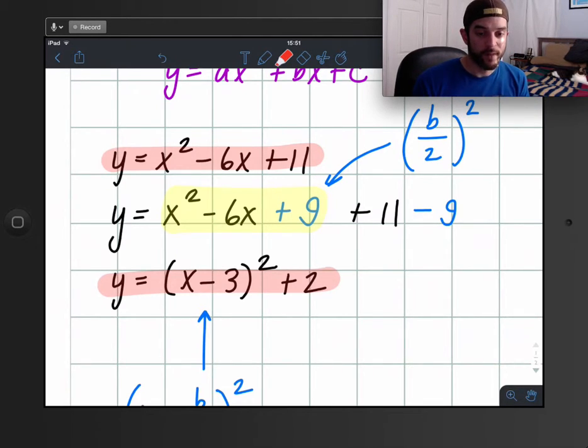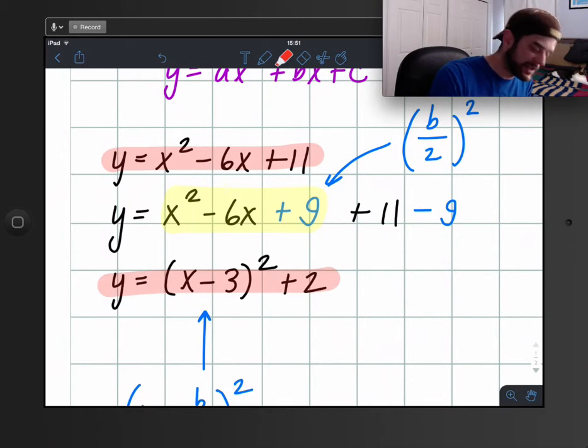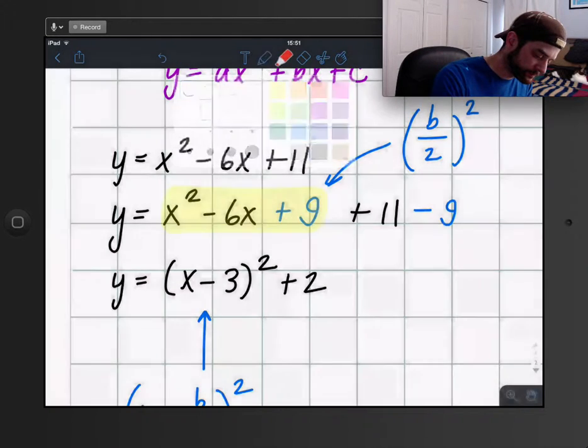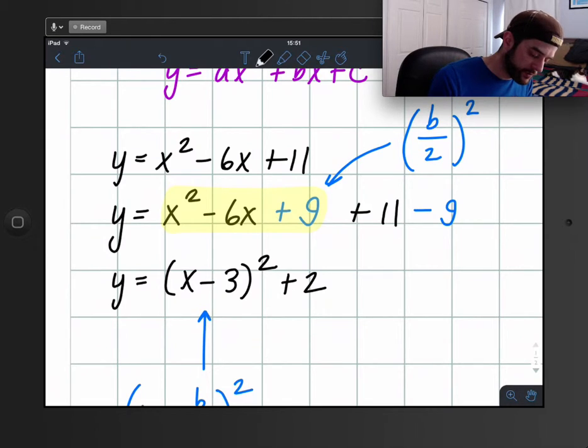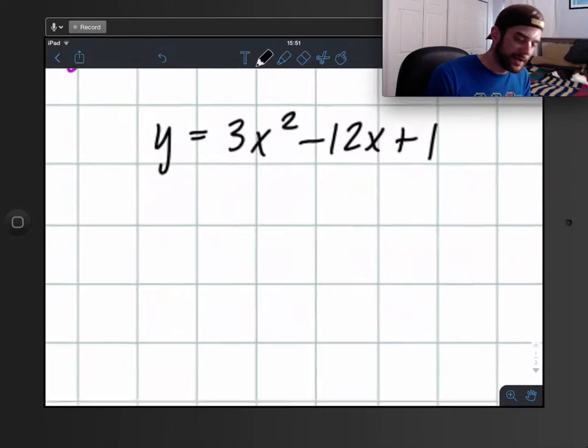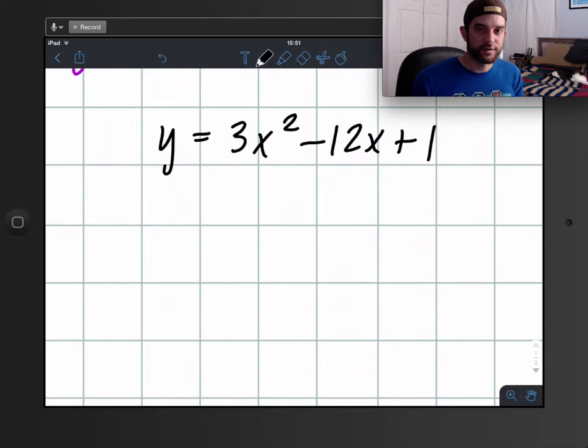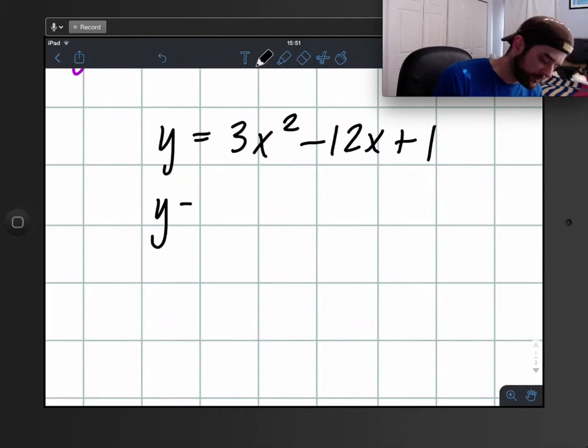And I know from that bottom equation that the vertex is 3, 2. Whereas in the first equation, I'd have to find the axis of symmetry, plug it in, evaluate. Again, not difficult, just less work. I like less work. So now let's skip on over to the next example, which is a little different because you might notice there's a coefficient in front of the x squared. This makes it a little different, but I'll show you what to do.